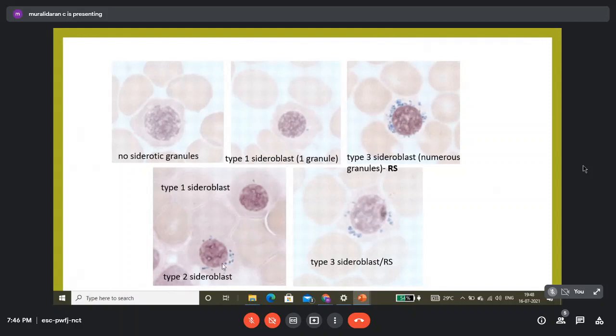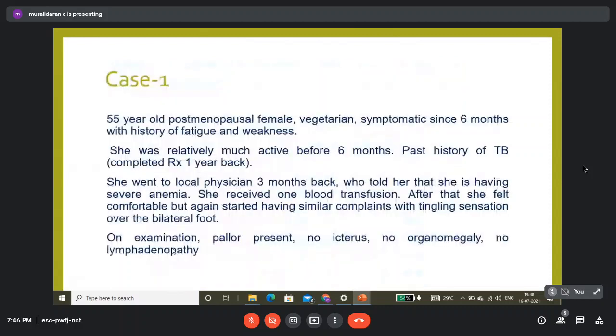If you see in this picture, we have many siderotic granules, but they are not present particularly in the perinuclear area. They are present in the cytoplasm. So this will be considered a type 2 sideroblast. So these are the basics of morphology. Now we will go to the cases.